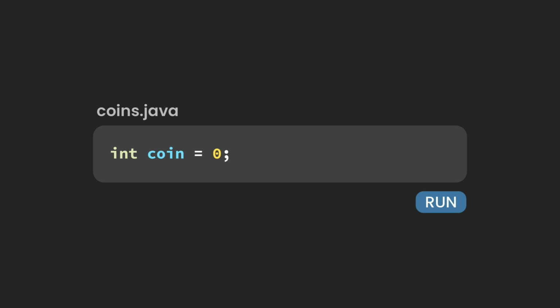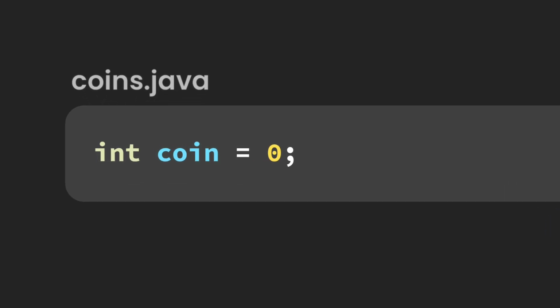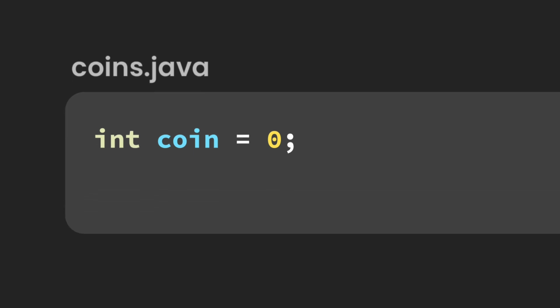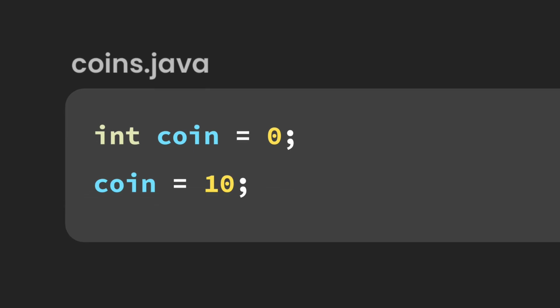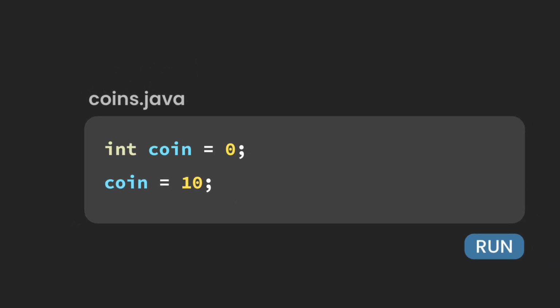In Java, we create a variable using a specific format. To create an integer-type variable, we use the int keyword, and to give it a name, we choose a variable name such as coin. We can also assign an initial value to the variable, such as 0. Now that we've created the coin variable, we can change its value by simply assigning a new value to it. For example, if we do coin equals 10, the coin variable will now store the number 10.